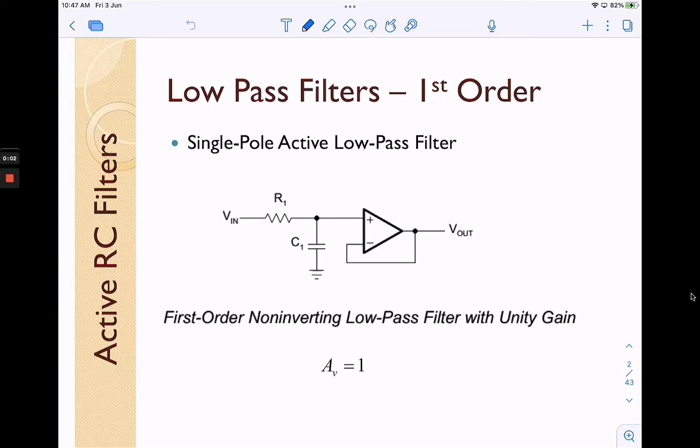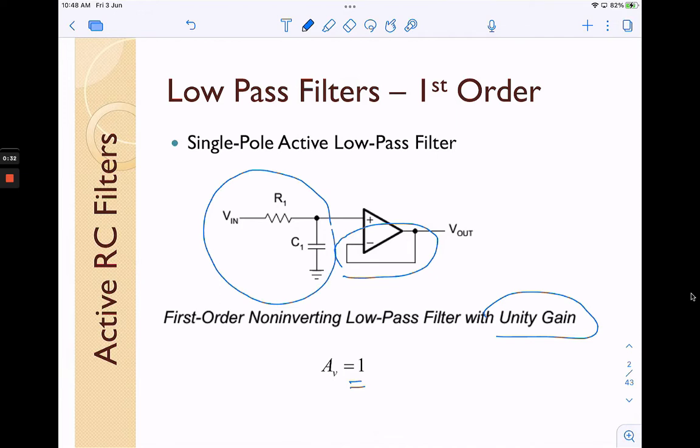Okay, for low pass filter, this is a single pole active low pass filter. This is a quite simple one. When you see this kind of configuration, it is actually a unity gain, so we don't have any resistors in the feedback of the amplifier, and we know that AV equals 1 for the unity gain, and this portion is actually the portion that determines the cutoff frequency of the filter.